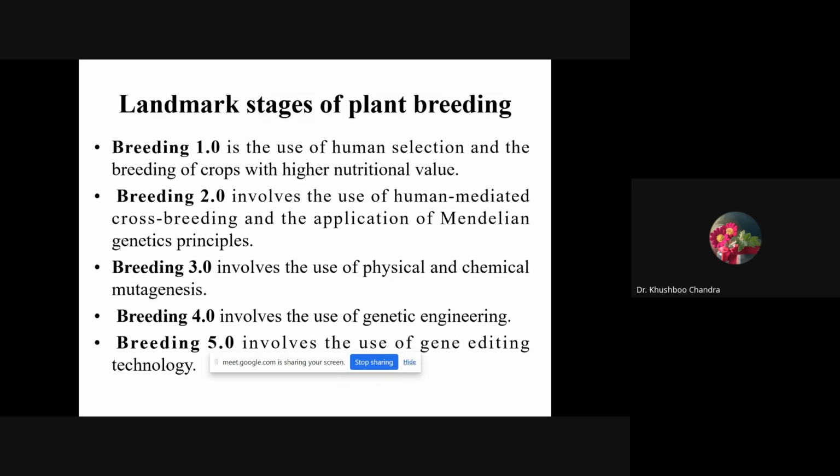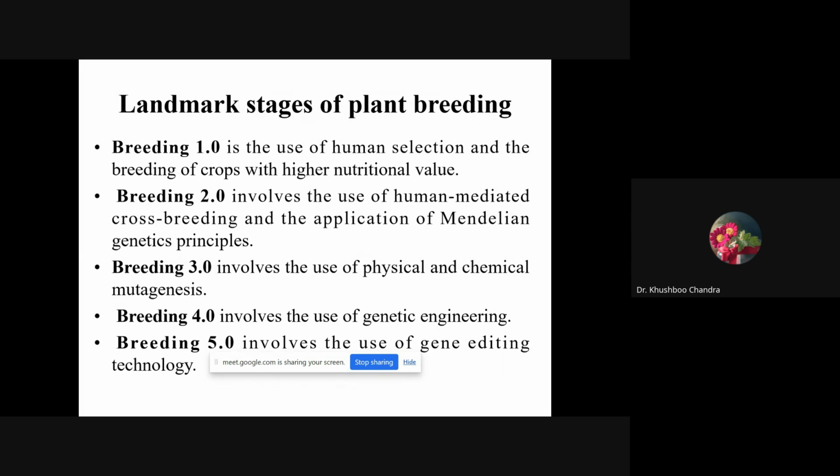Now, coming to breeding 3.0, we have started with the mutation part. Mutation is also by chance. We call it spontaneous mutation, which nature provides us. But in some cases, we can also induce artificial mutation, which involves both physical and chemical mutagens, right?